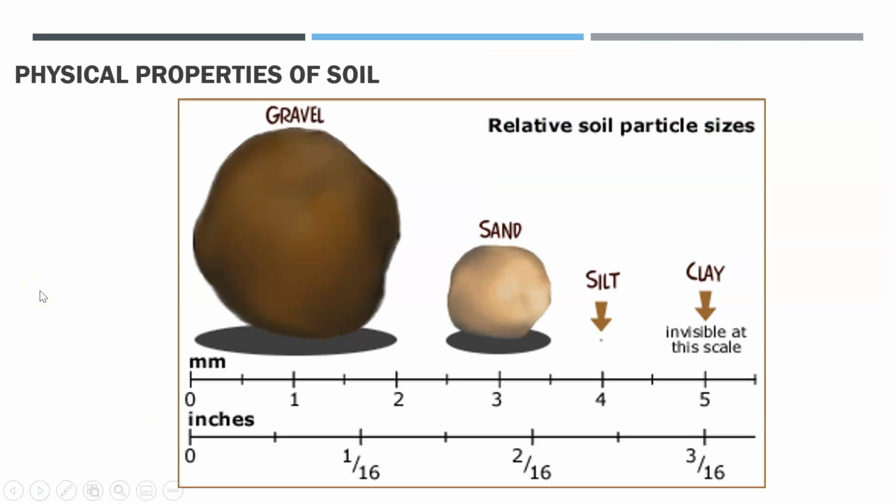So let's start by describing our types of soil based on their soil particle sizes. We're mostly going to focus on sand, silt, and clay, but we threw gravel in there as a good reference point. So we see that sand is much larger than both silt and clay, and this is going to impact how they interact with water, how they interact with nutrients.